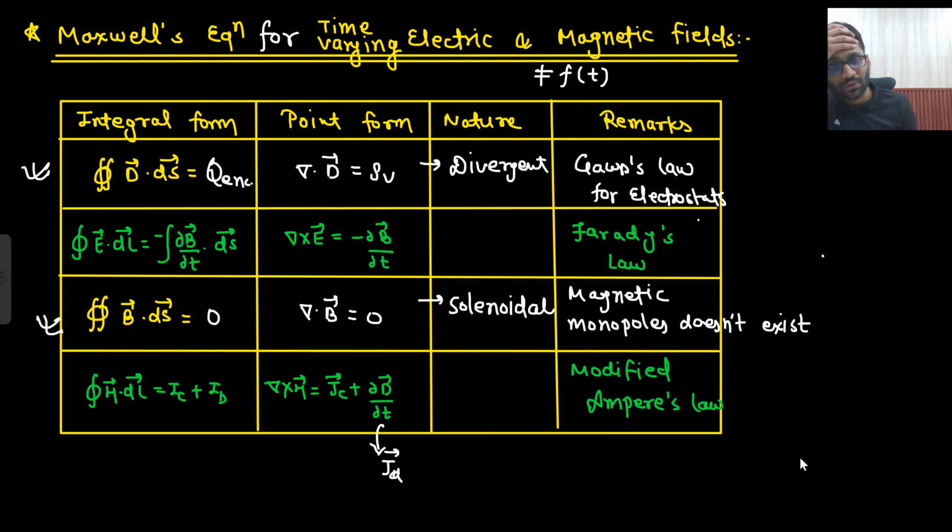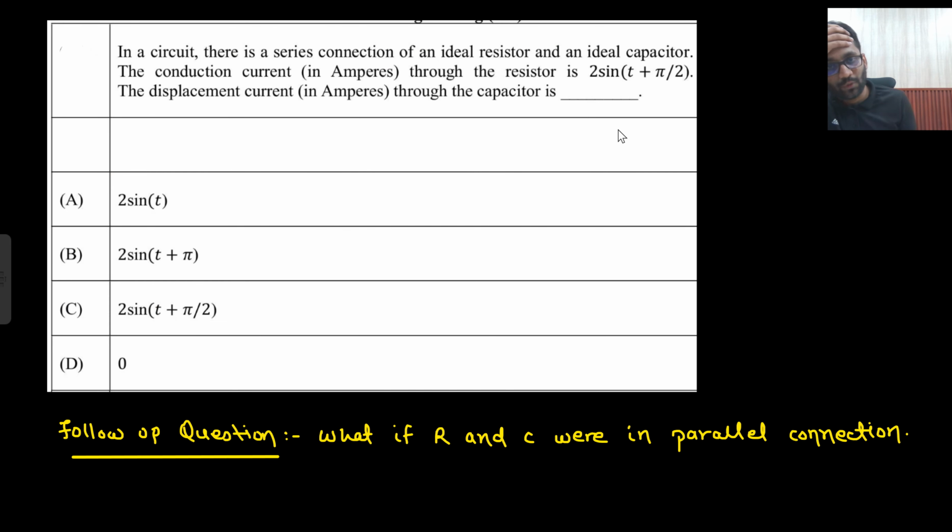Now I will show you the question which was asked in the GATE examination. I hope you will be able to solve it. There is a follow-up question from that. What if R and C were connected in parallel? Answer this question. And let me tell you one thing, I'm not defaming anyone. My motive is not to defame anyone. But when this question came, all the coaching institutes gave the wrong answer. All. Every single coaching institute.